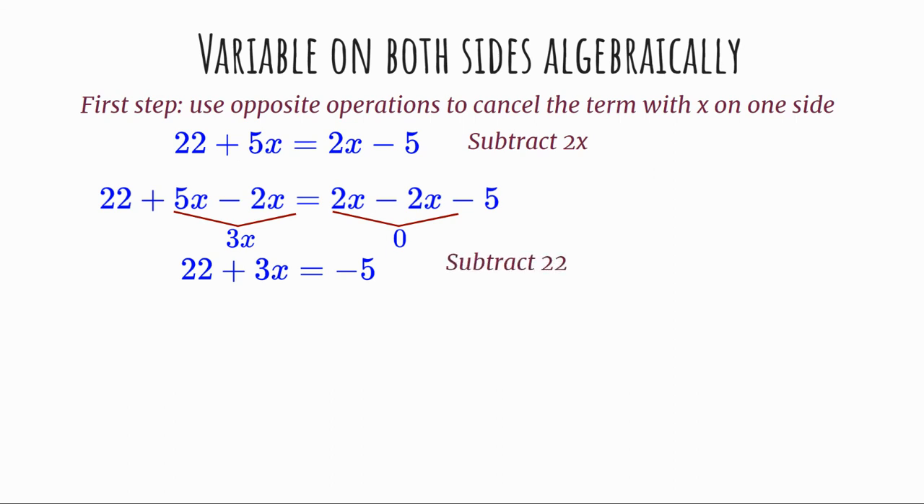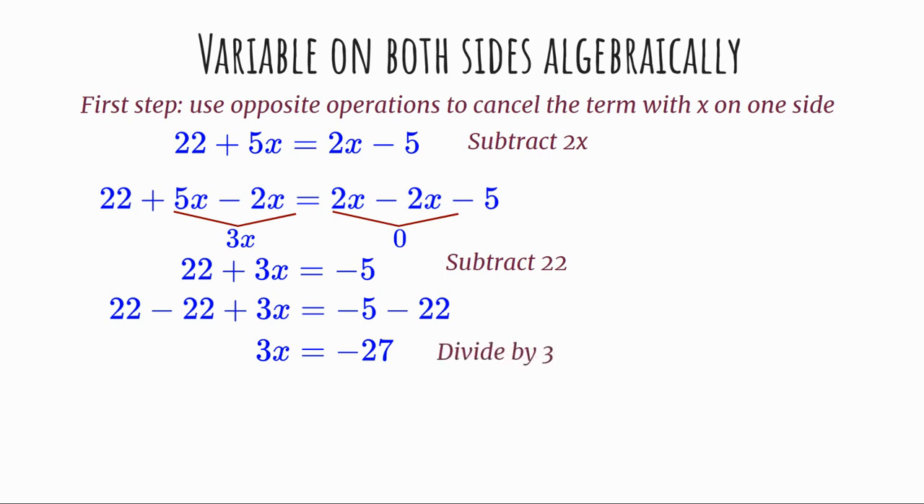And then if I wanted, I could subtract 22 on both sides. It looks like this. When I subtract 22 minus 22 on the left side, the only thing left is 3x. And when I subtract 22 from negative 5, I get negative 27. And my last step, I could solve by inspection. I'm looking for a number that multiplied by 3 gives me negative 27. Or I can divide both sides by 3. And when I do that, I arrive at my solution, because 3 divided by 3 on the left side is 1, and negative 27 divided by 3 is negative 9.